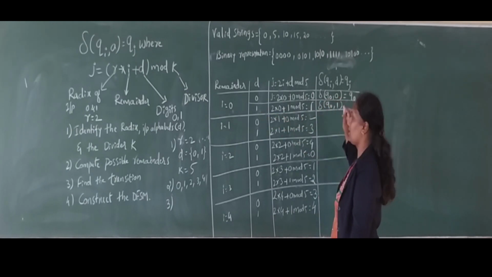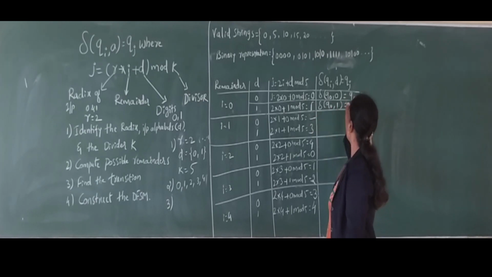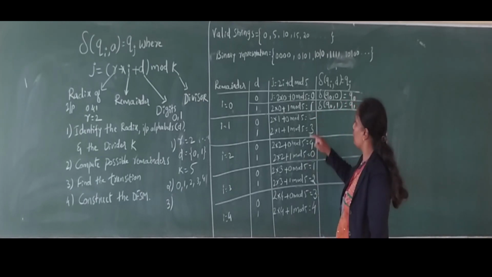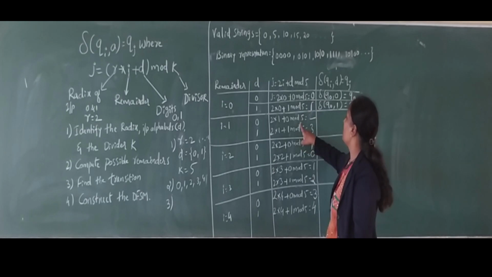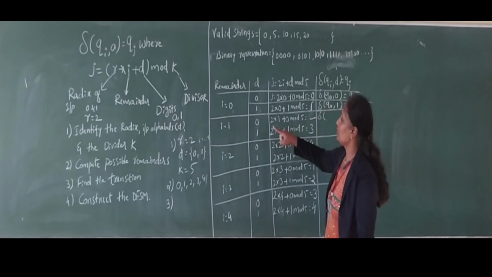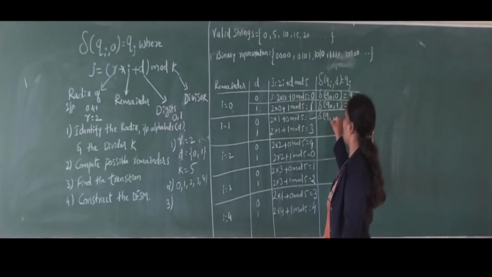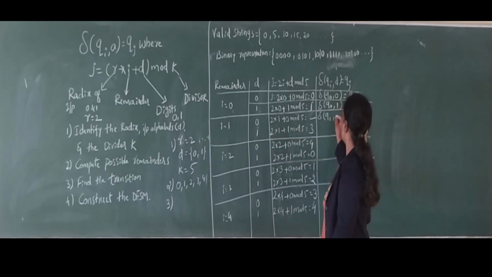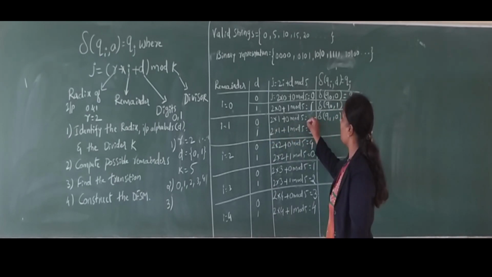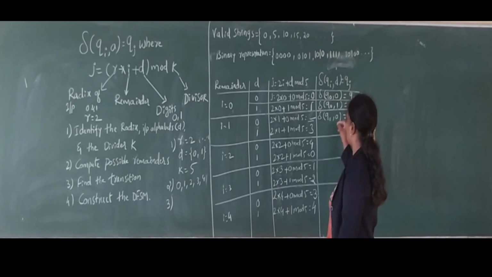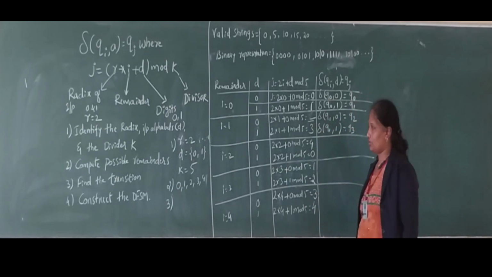Next digit I had considered, that is 1, and I move to a Q1 state because the remainder is 1 here. Next, transition from Q1 state. Q1 of digit value 0, I go to Q2 state. Next, transition of Q1 of 1, where I move to a Q3 state.